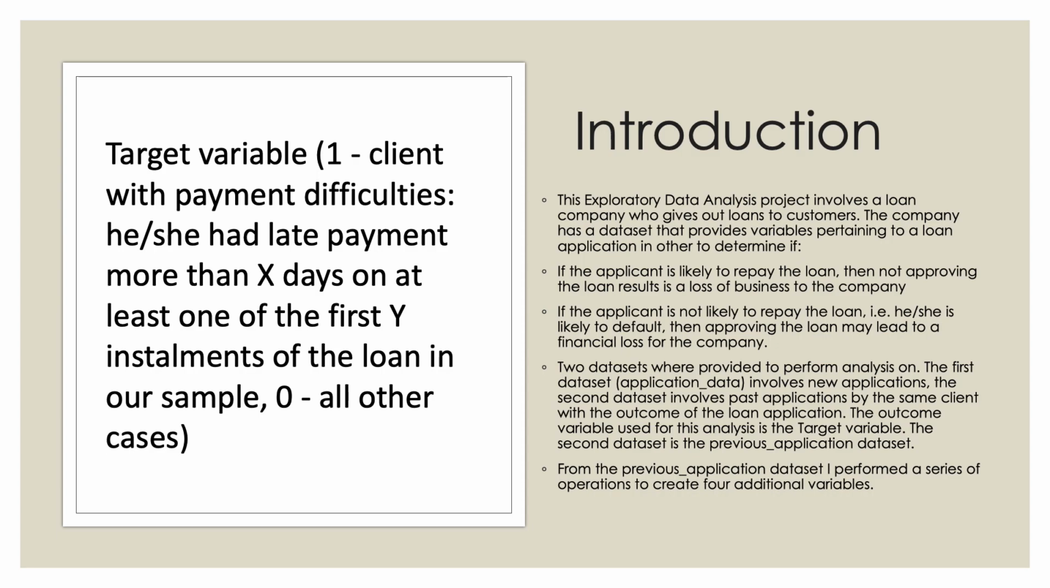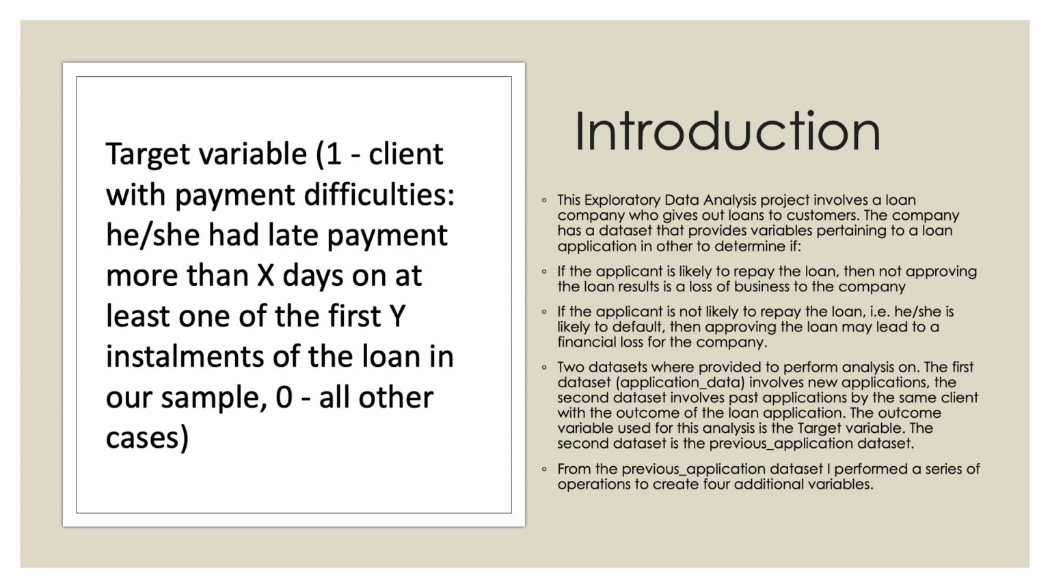I had two data sets. I had the application data, which consisted of the new applications made, and then I also had the previous application data set, which was basically previous applications made by the same clients, but with different loan applications. So that's basically what the two data sets were about.